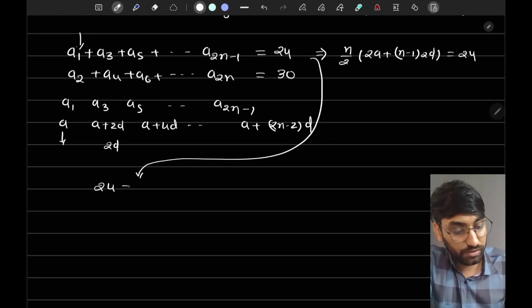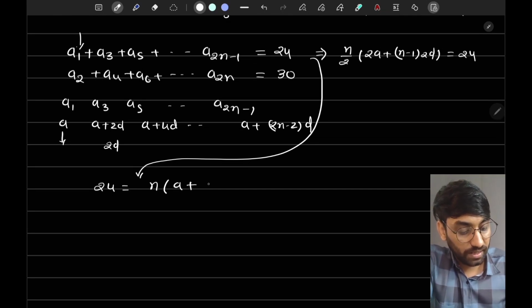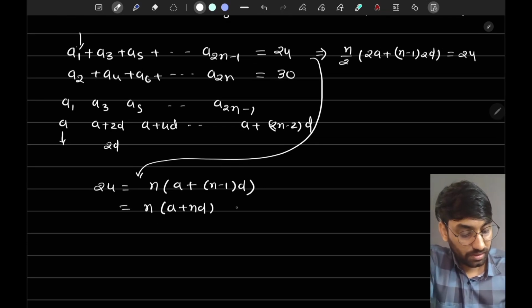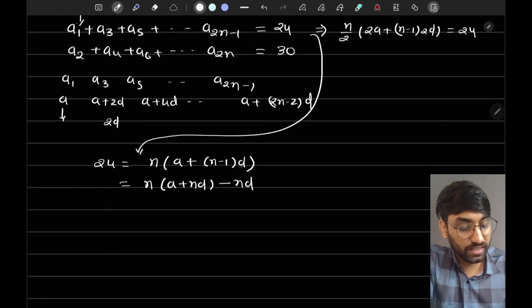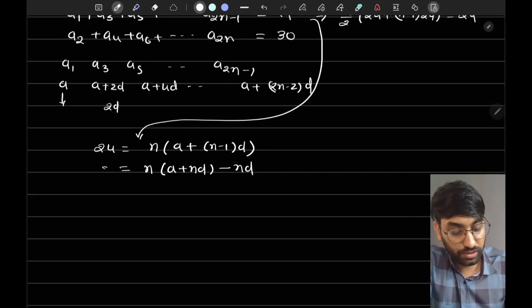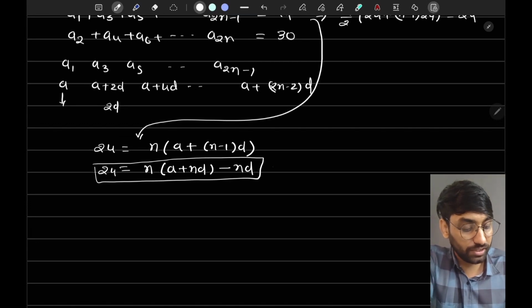It means from here, if simply someone will say, that will become 24 equal to, 2 I can take out and cancel it here. So I will get n into [a plus (n minus 1) into d], correct? And this can also be written as n into a plus nd minus nd, correct? It means I have just taken this d inside, so nd minus d will be there, and then I have taken n inside. So I will get 24 equal to this. I'll just give the name to this equation as equation 1, correct?